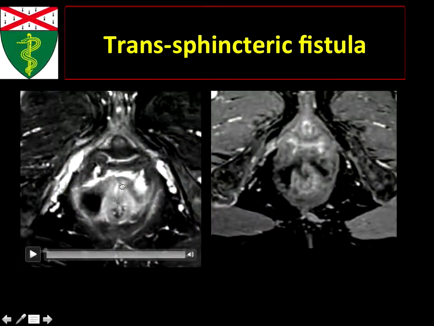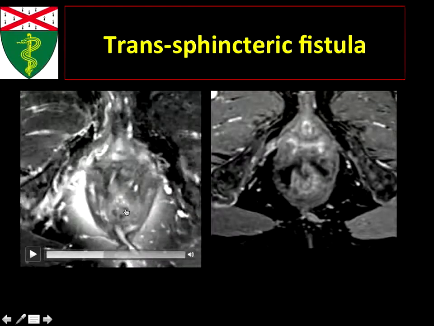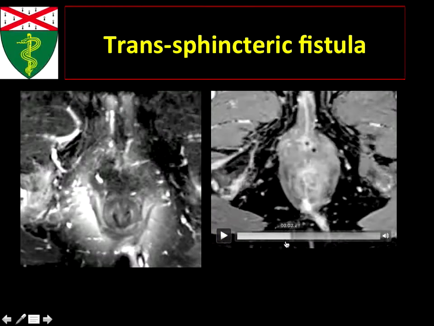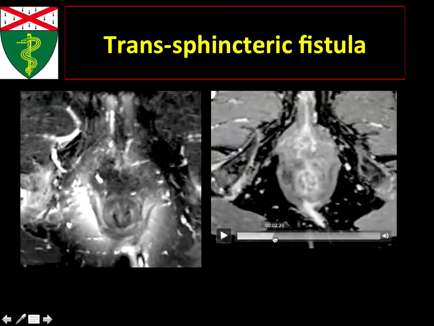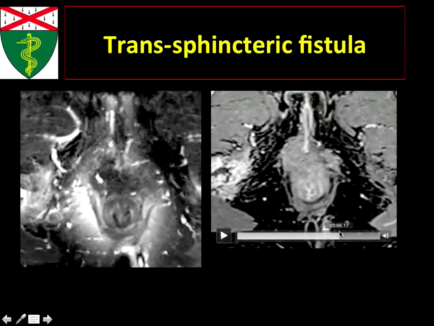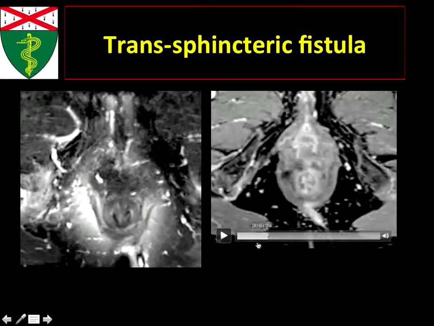I'll show you another example of that. This is a T2-weighted image with fat saturation. And we can see a tract that's coming from the 6 o'clock position. This is the internal sphincter. That's the external sphincter. It goes through both and goes downwards, terminating in the region of the left gluteal region. And with contrast, you can see that this tract rim enhances. Sometimes a rim enhancement may be difficult to appreciate because it's really, really small, but you've got to window it, you've got to zoom up. But this is a fluid-filled transsphincteric fistula arising from the 6 o'clock position.